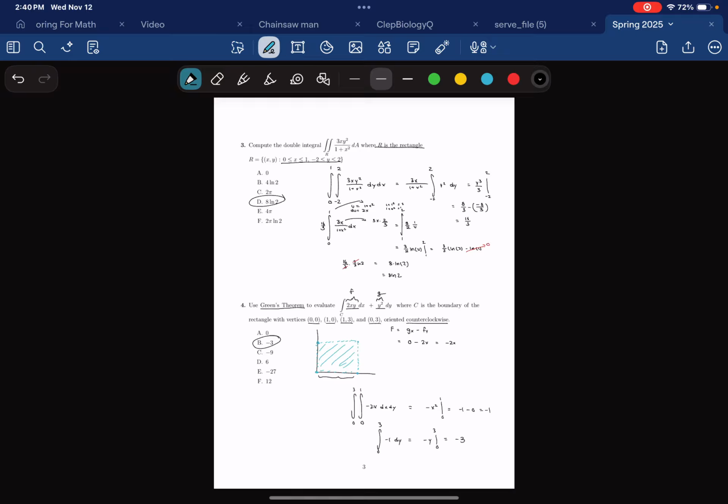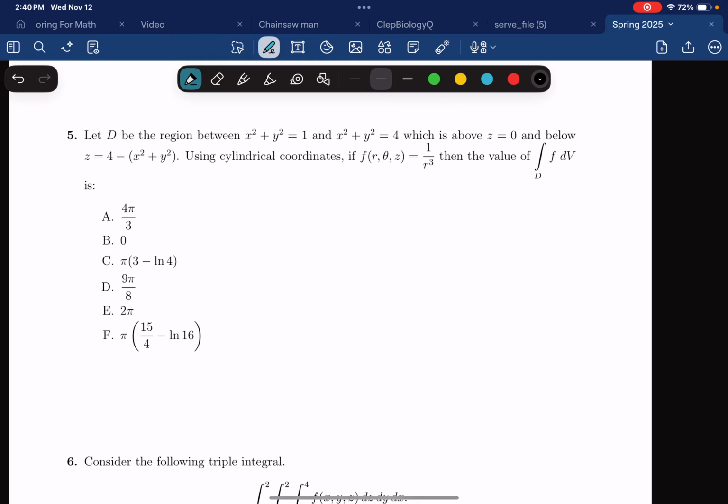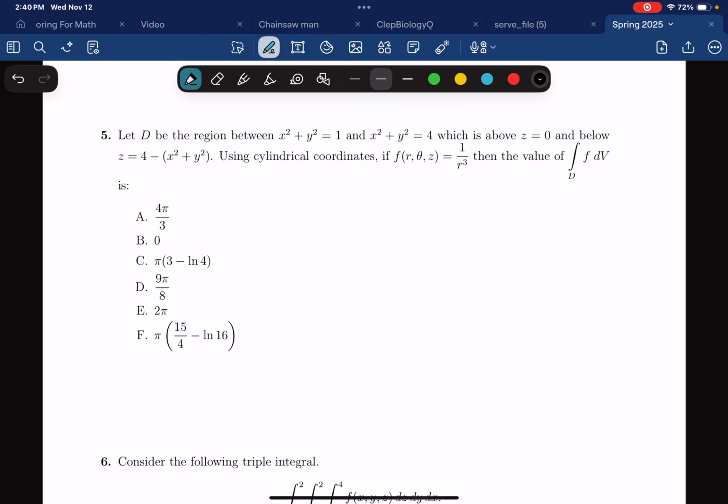Cool, that's Green's theorem. Number 5: let D be the region between x squared plus y squared equals 1 and x squared plus y squared equals 4, which is above z equals 0 and below z equals 4 minus the sum of x squared plus y squared. Using cylindrical coordinates, we know they give us our f. What is the value of this volume? Okay, that was a lot, but let's break it up.